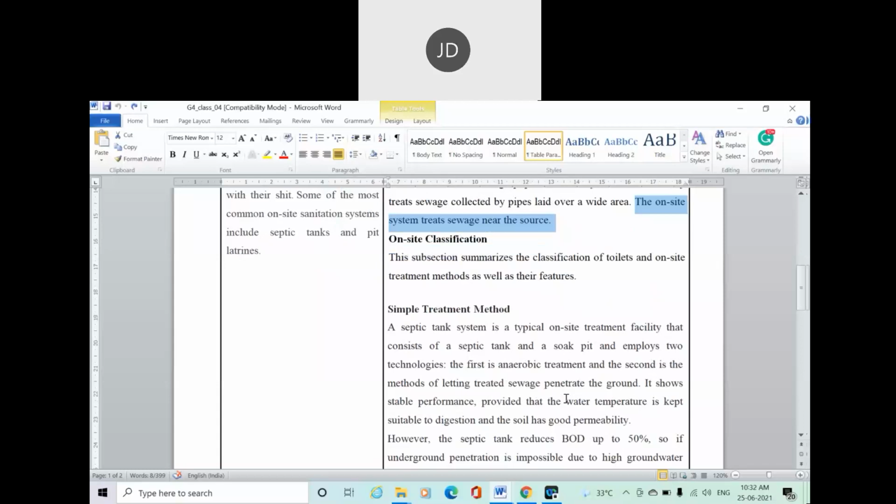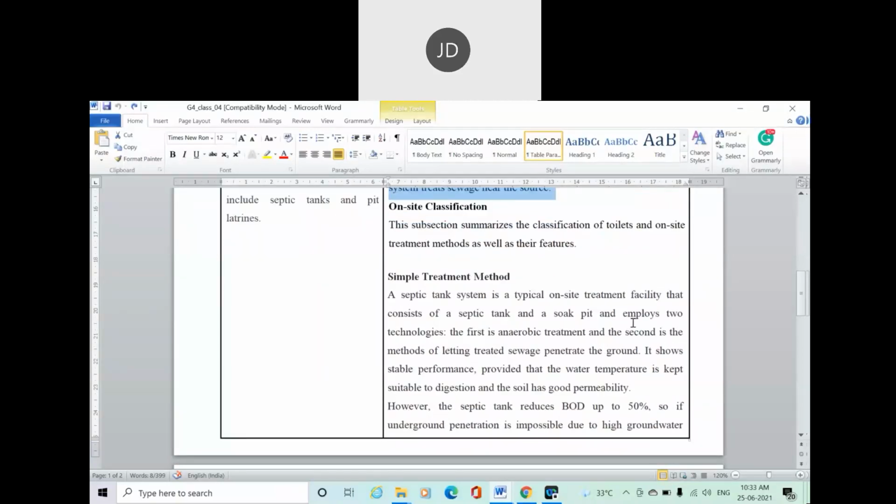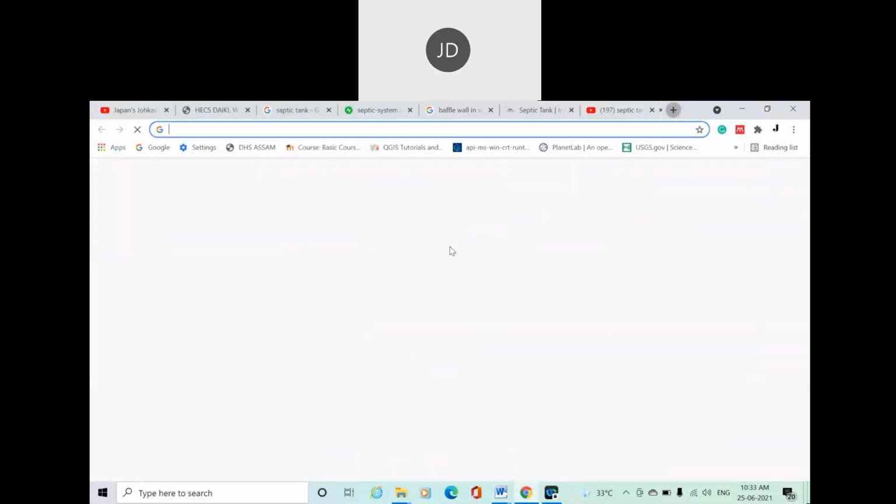Under the onsite sanitation system, we have discussed pit latrines, right? Different types of pit latrines. Similarly, we can also go for adopting a septic tank. So, a simple treatment method: a septic tank system is a typical on-site treatment facility that consists of a septic tank and soak pit, and employs two technologies. First is anaerobic treatment, and the second is the method of letting treated sewage penetrate the ground. Okay, so I'll show you one diagram for a real picture.